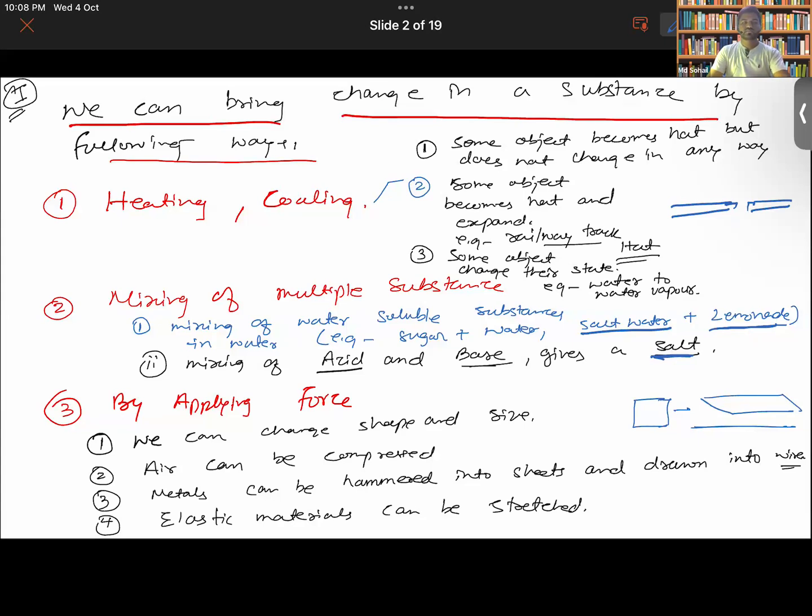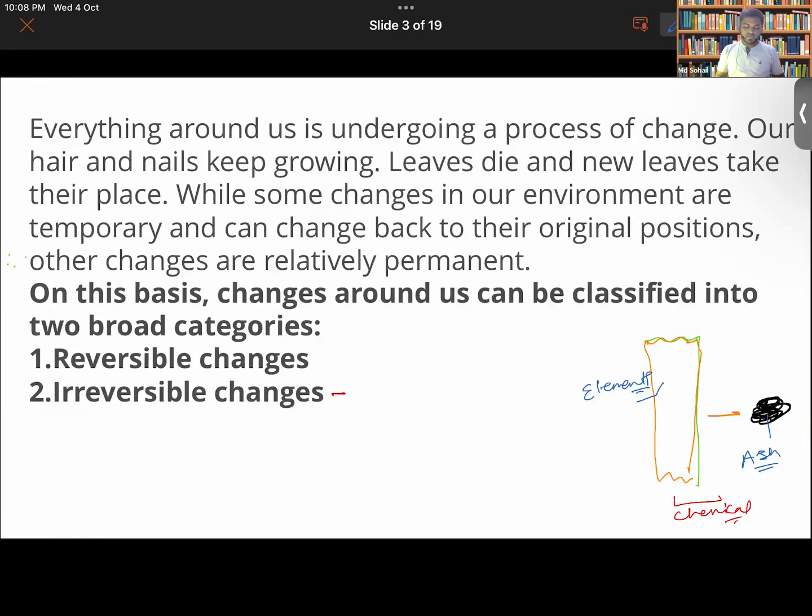Done? Good. Okay. Now moving on. Changes around us can be classified into reversible changes and irreversible changes. That is what we're going to discuss now.